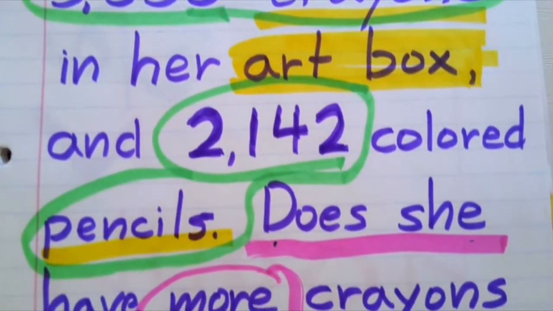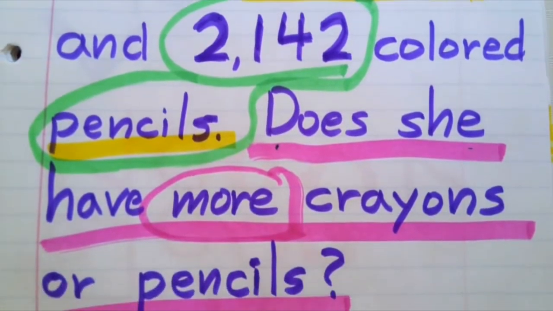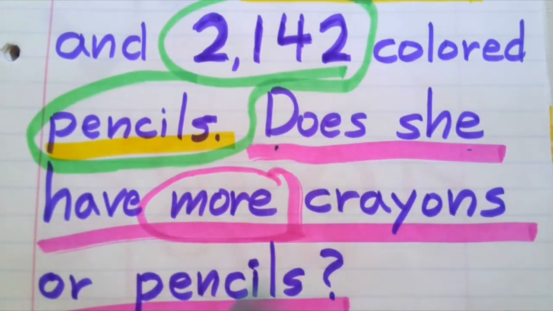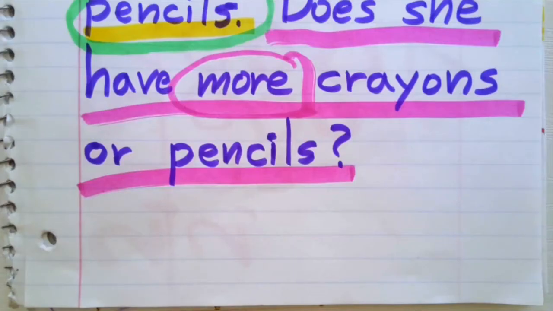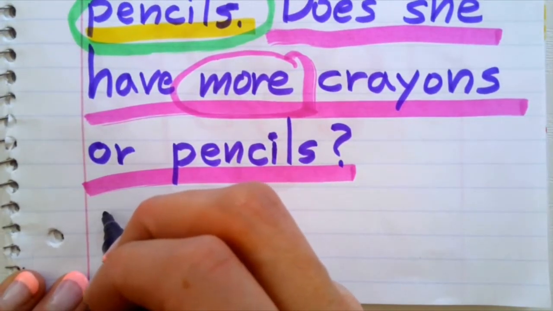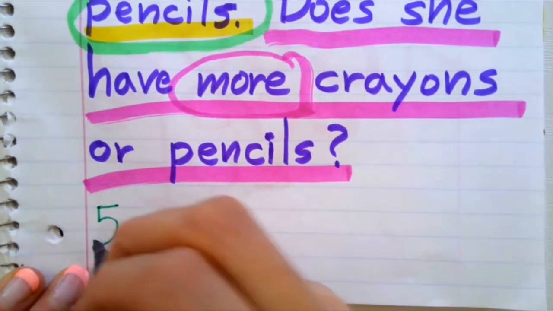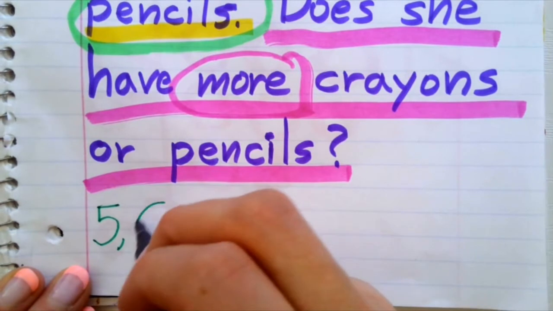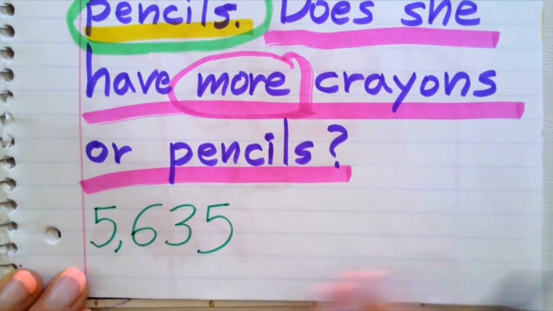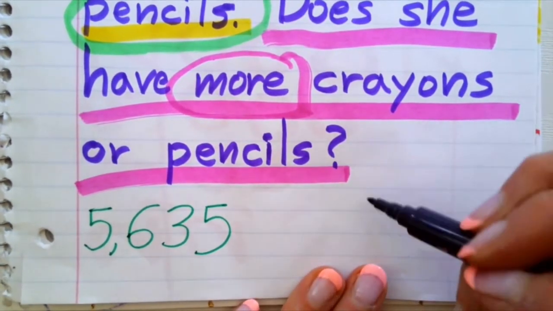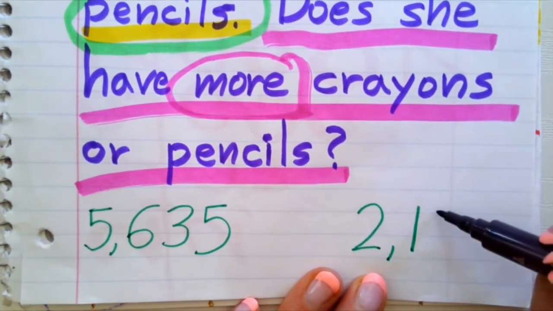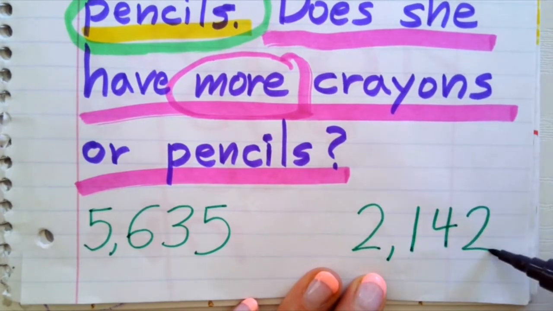Now that we have read this carefully 3 times, it's time to solve it. Make sure you have something to write with and some paper. The last time we were comparing numbers, we wrote one number on this side. Let's write this one together. 5,635. And let's write the other number over here. Write it with me. 2,142.